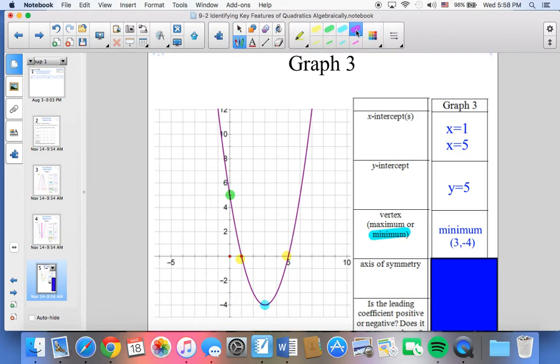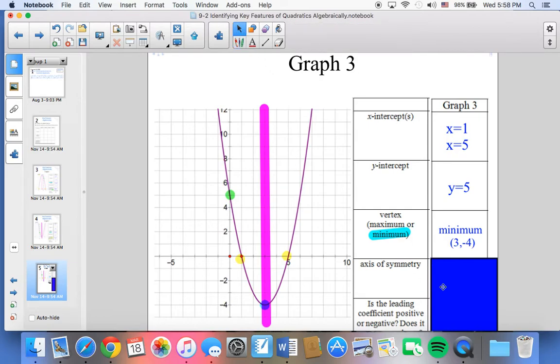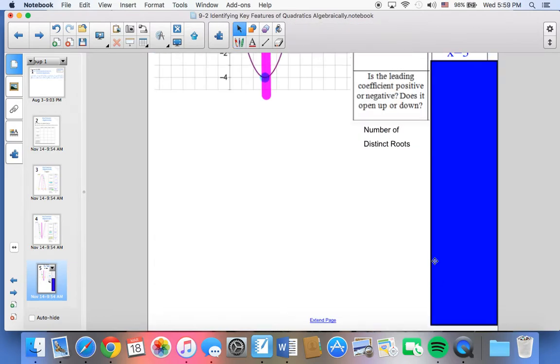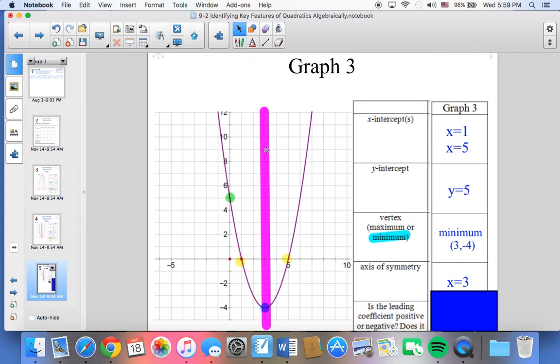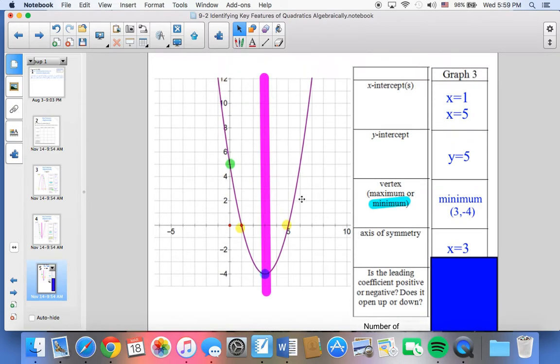Okay, let's do the axis of symmetry. What is the line that cuts this parabola in half? Here it is. Remember, it's always an x equals line. In this case, it is x equals 3. This is the equation of the line x equals 3. That's the line that's cutting the parabola in half.